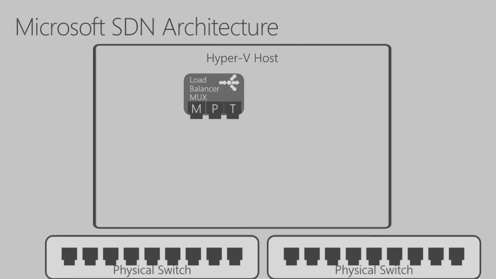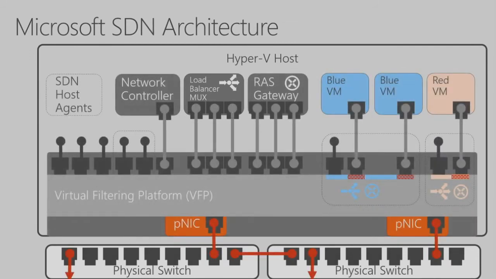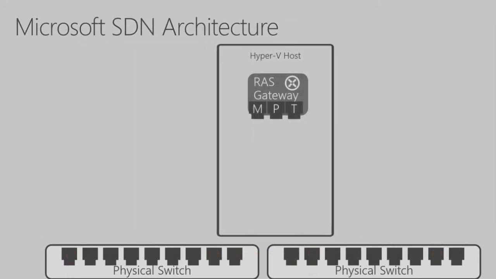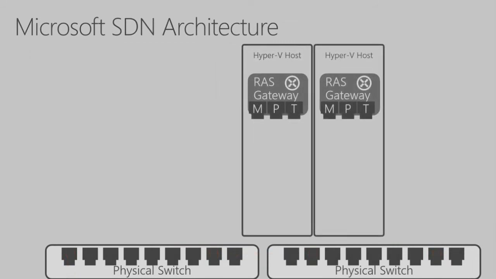All right, let's scale back to our original diagram. Let's drill in on our last component, which is the RAS gateway. So the RAS gateway itself also has an availability story. You're not going to have just one of them. You're going to have multiple of them deployed as well in case one goes down.